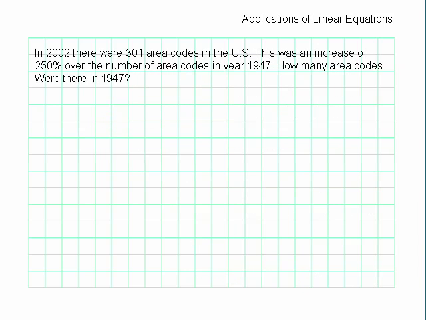In 2002, there were 301 area codes in the U.S. This was an increase of 250% over the number of area codes in 1947. How many area codes were there in 1947? So that's what we're trying to find. We'll let x equal that. x is the number of area codes in 1947.